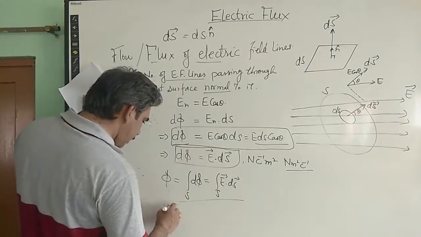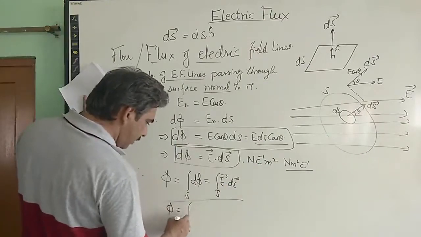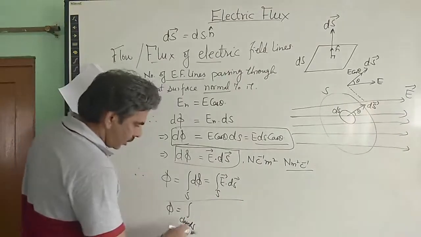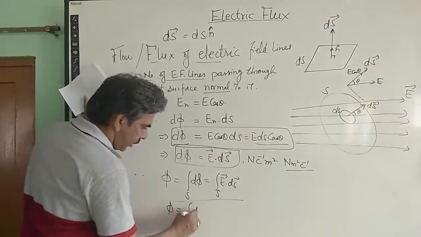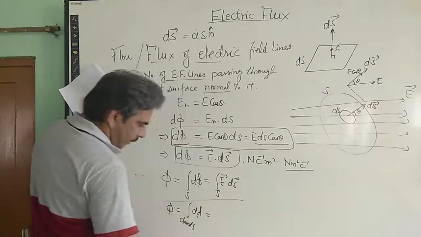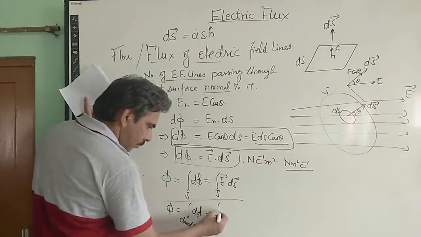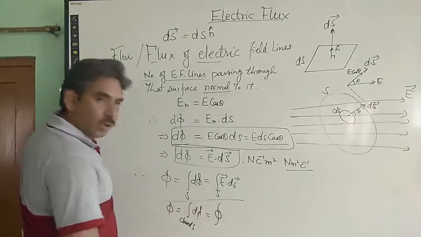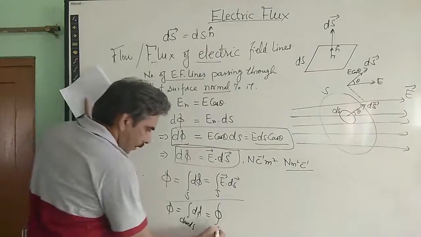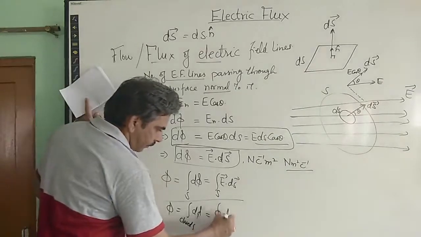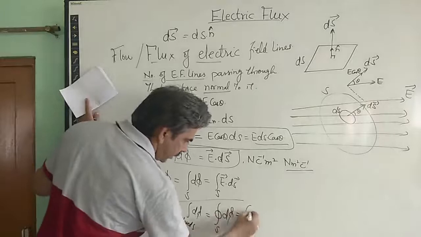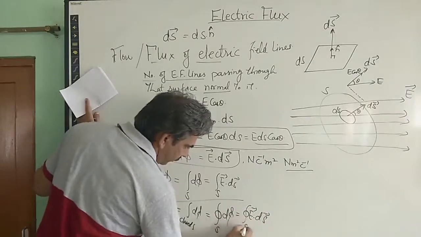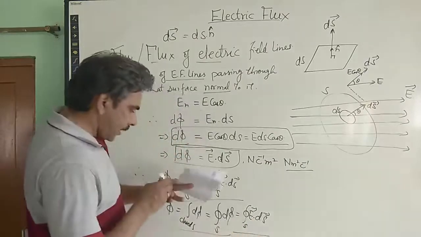You simply integrate d phi over that closed surface S, which you can write symbolically by putting the circle sign on the integration. This is called the closed surface integral over S of d phi, which you can write as the closed surface integral of E dot ds. So this is how we represent it mathematically.